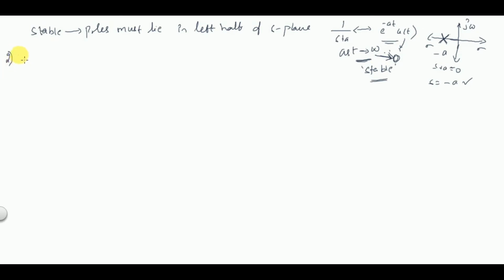The second type of stability is the marginally stable system. For a marginally stable system, the poles lie on the imaginary axis.